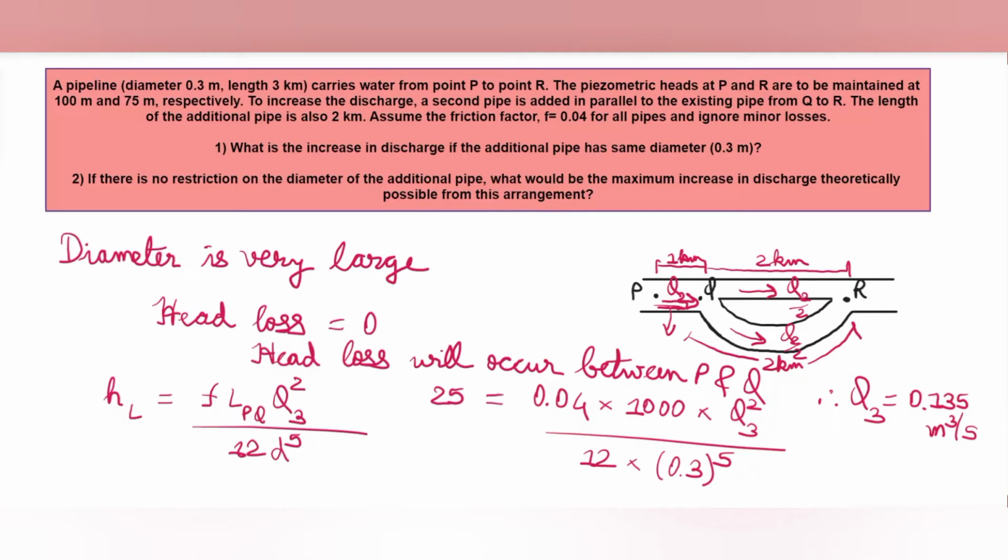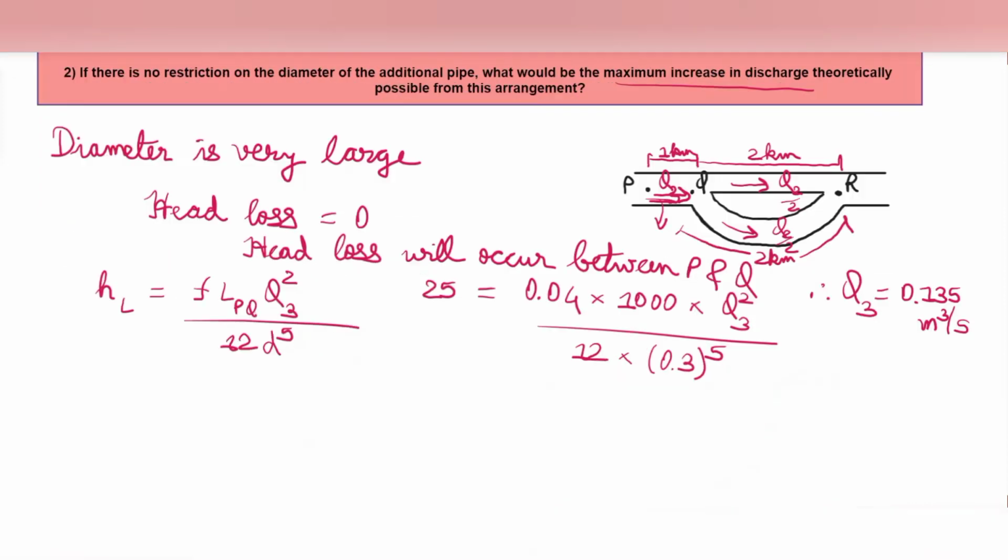Now in the question, it is asked to us that we need to find the maximum increase in the discharge. For that, we'll use this formula. Percentage maximum increase in discharge will be equal to (Q3 minus Q1) upon Q1 into 100%. Why? Because we need to find the maximum increase in discharge.